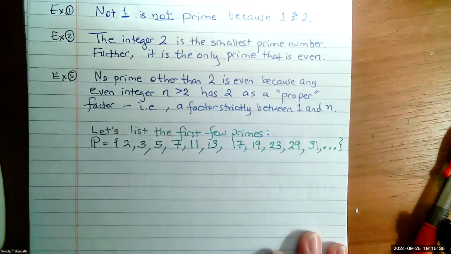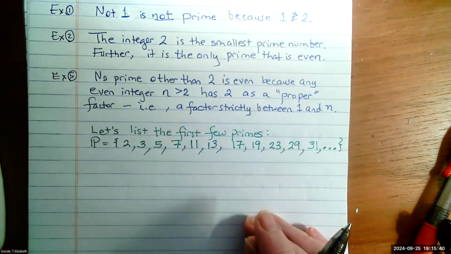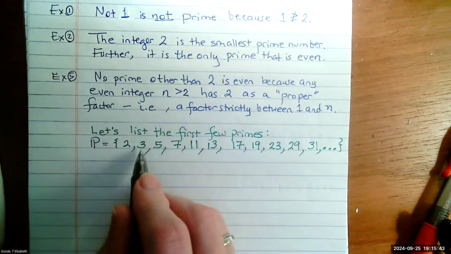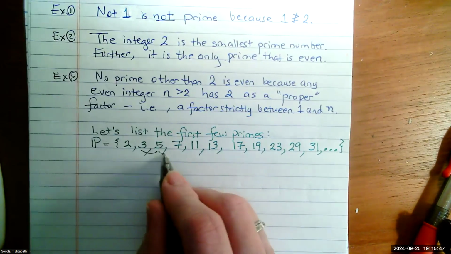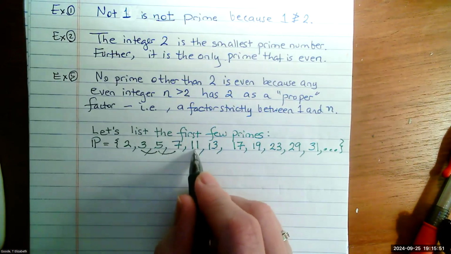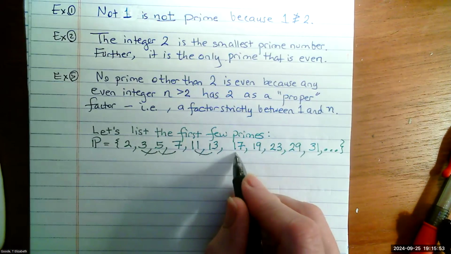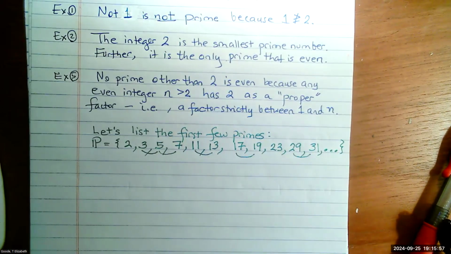Nicely done. By the way, have you ever heard of twin primes? Twin primes are prime numbers that are two apart. So like 3 and 5 are twins. 5 and 7 are twins. It's weird that 5 can be a twin with two different things. 11 and 13 are twins. 17 and 19, 29 and 31 are twins.